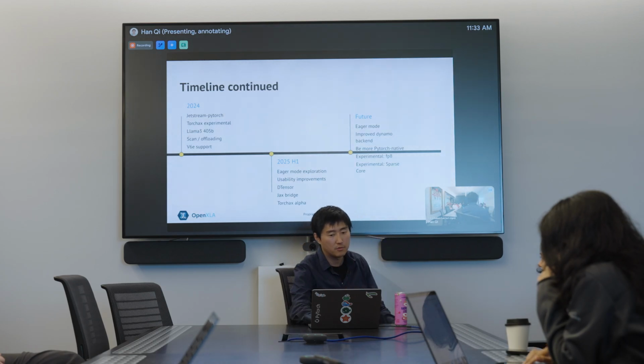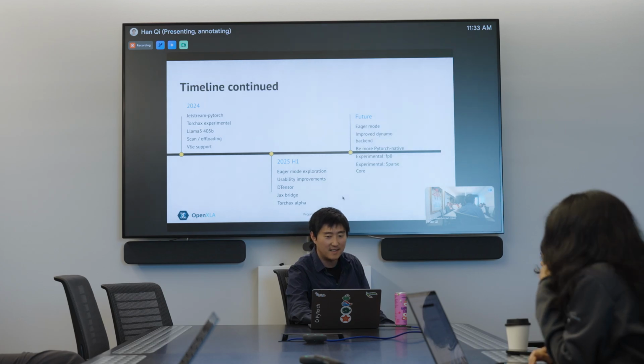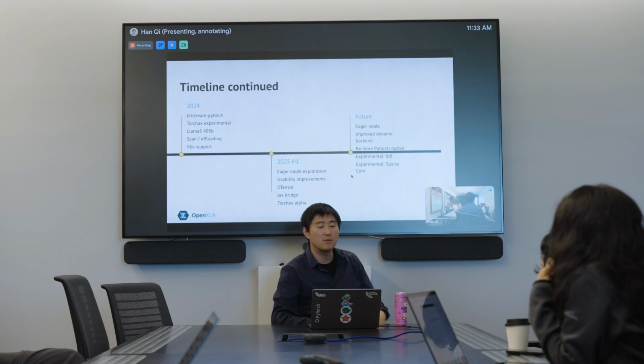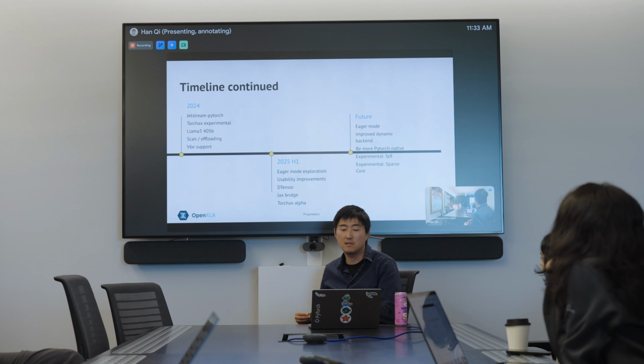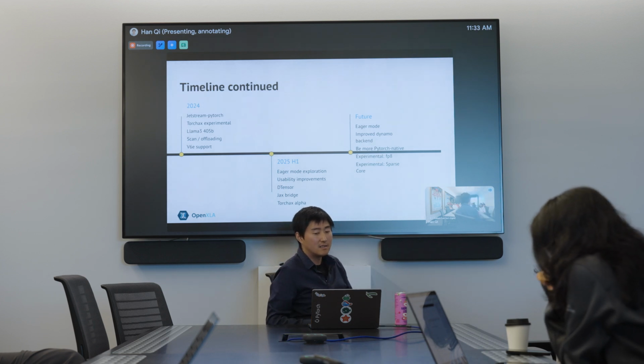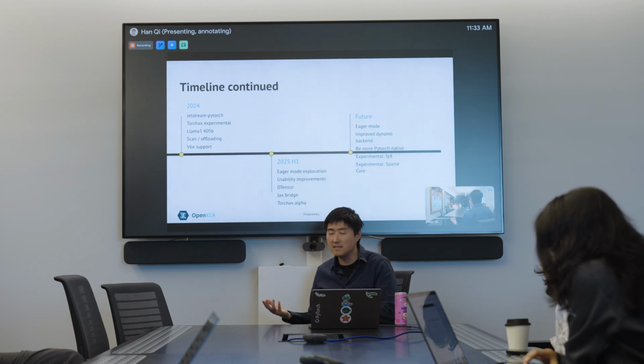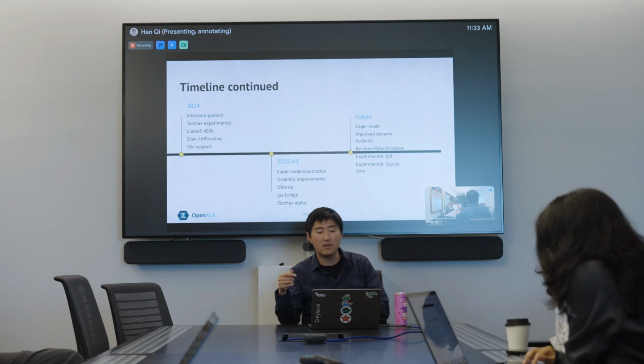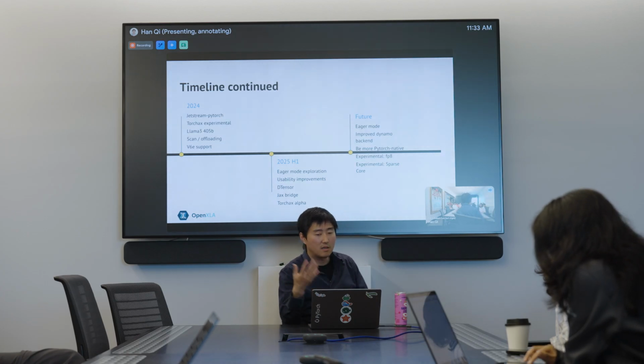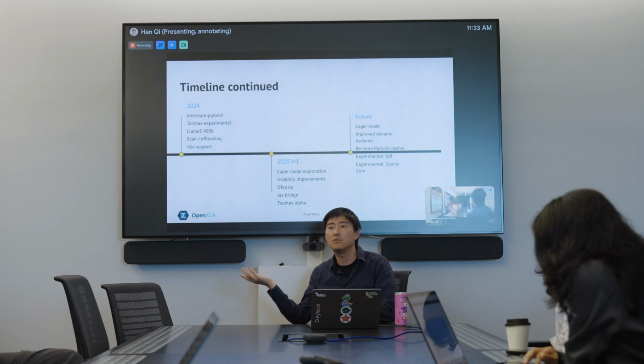Okay. So right now we are here, H1. We're just ending H1, and we're starting to do eager mode exploration. What that means is that lazy tensor is lazy, right? So you are only getting the values as we go. With eager mode, we want to get the PyTorch and GPU experience, right?